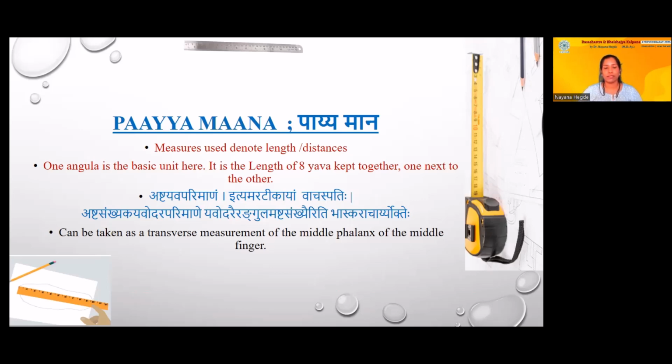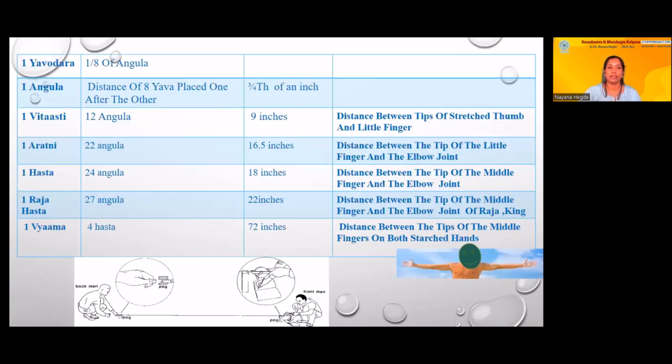There is one more shloka with the same meaning, that is Ashta Sankhya Yava Udara Parimane Yavodaraihi Angulam. The meaning is the length of 8 yavas kept together one next to the other. So we understood one Yavodara is 1/8 of the Angula. One Angula is the distance of 8 yavas placed one after the other. The metric equivalent we can take is 3/4 of an inch.